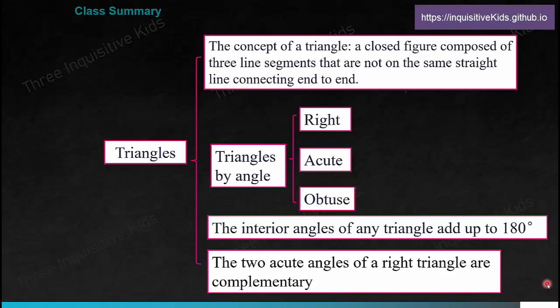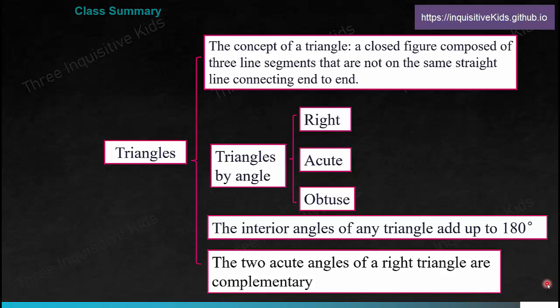Class summary. Today we learned all about triangles. The first section we learned about was the concept of a triangle, a closed figure composed of three line segments that are not on the same straight line connecting end to end. The other two main points were that the interior angles of any triangle add up to 180 degrees, and the two acute angles of a right triangle are complementary. When solving problems, these are key concepts you want to memorize, so you might want to jot this down.